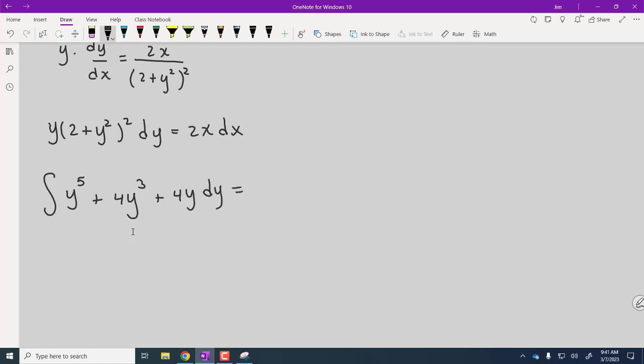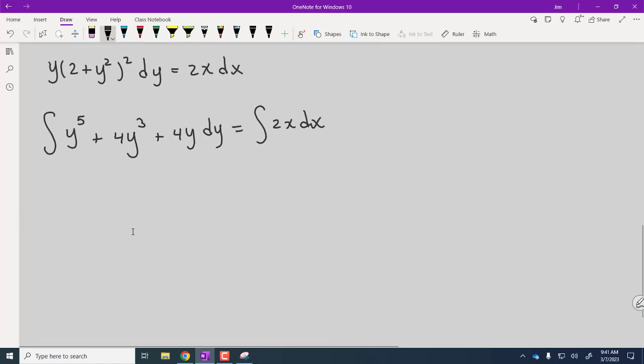So that is our left-hand side, and there's our right-hand side. Both of those can be integrated. So over here, we'll end up with 1/6 y to the 6 plus y to the 4 plus 2y squared. Over here, we'll end up with x squared, and we'll put our constant of integration on the right. You can think of each side as having its own constant of integration, but then they get combined into a single constant, which we'd normally put on the right.